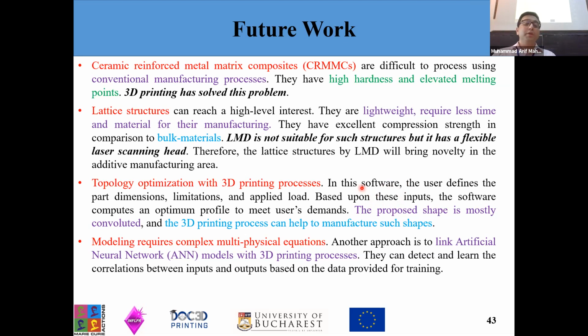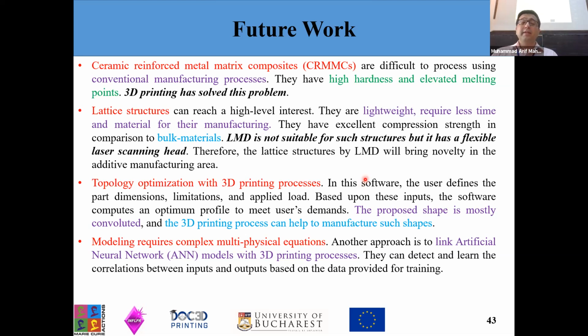So what we usually do in this software, we define the part dimensions, limitations, and the load which has to be applied. And based on all these inputs, the software will calculate a new shape. And these shapes are the optimum shapes which can withstand all the loads applied and the limitations, but they are convoluted and they can only be printed with the 3D printing processes.